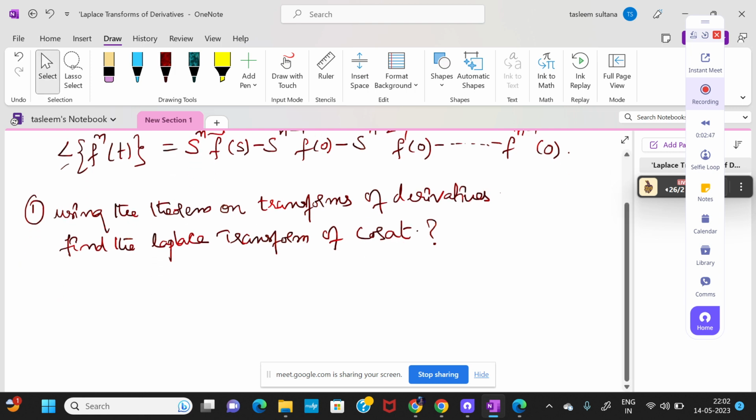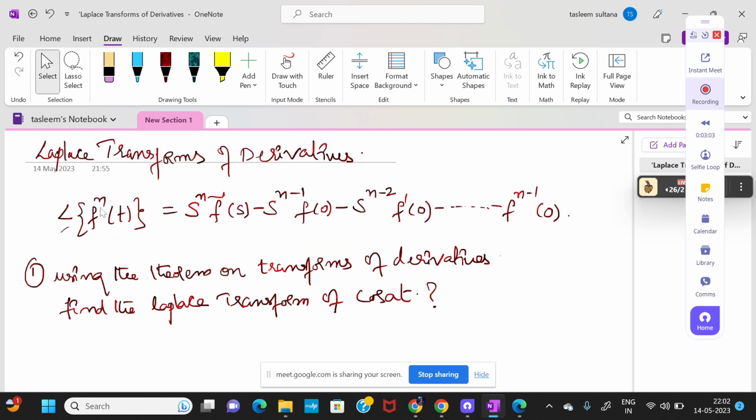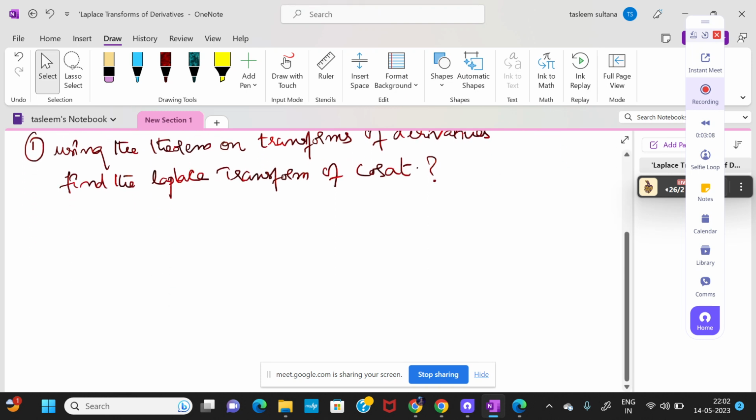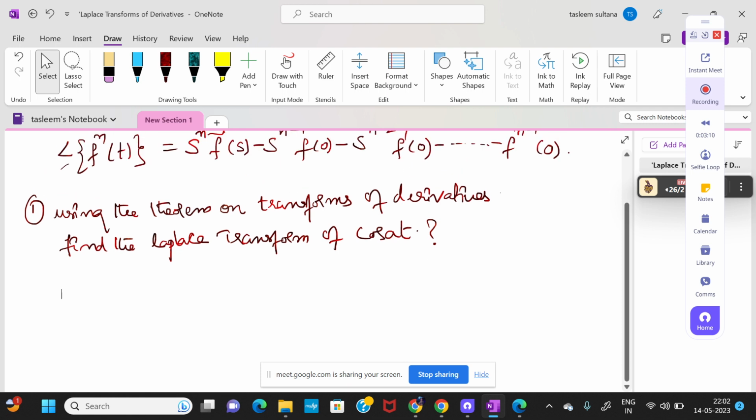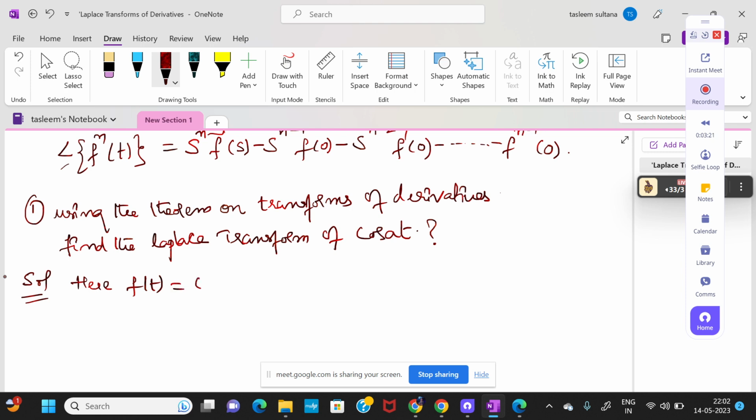And according to our knowledge, we know that the cos at value is equal to what? S divided by s square minus 1. So now what you have to do? You have to differentiate this cos at twice, because you have to use this formula. So here your n is going to be 2. So here the solution goes like this. Here f of t is equal to cos at.